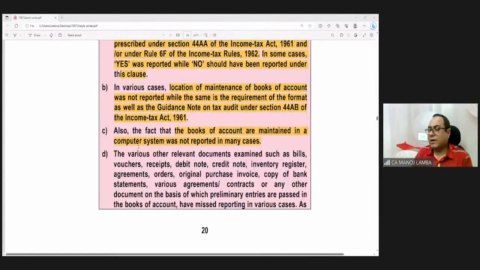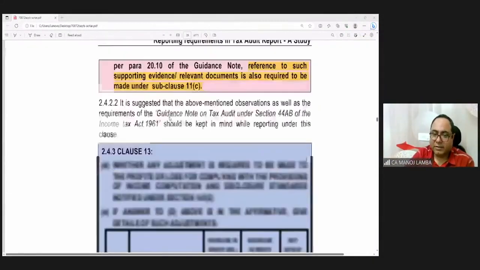The various relevant documents examined, like bill, voucher, receipt, debit note, credit note, inventory register, order, original purchase invoice, copy of bank statement, agreement, contract or any other document on the basis of which the preliminary entry was passed in the books of account, are missing in reports in various cases. Moving further.